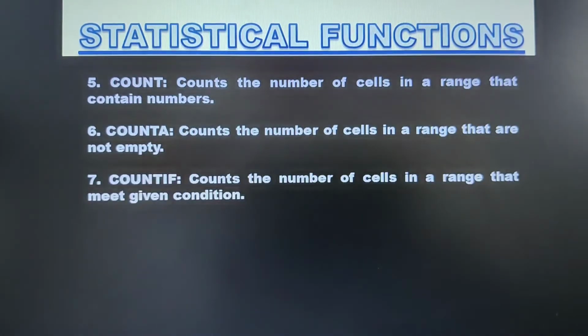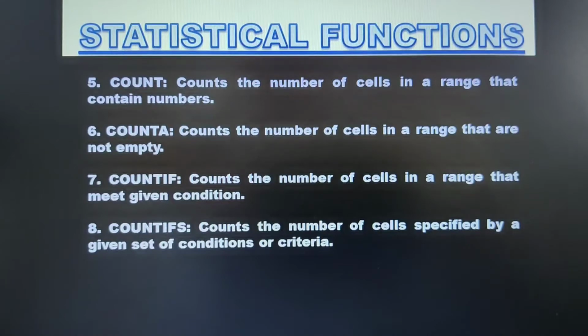Next we have COUNTIF. COUNTIF would count the number of cells in a range that meet a certain condition. That means it will count for you, but you need to specify the criteria. Based upon your criteria, it will start counting. Similarly, we have COUNTIFS also. Whenever we have more than one condition to satisfy, and based upon those conditions you want to count the number of values, then we have to use COUNTIFS.